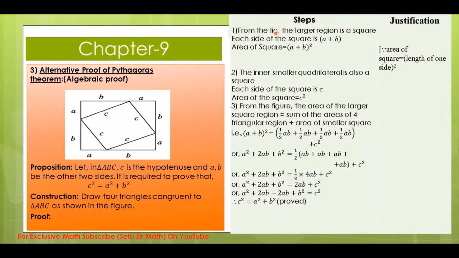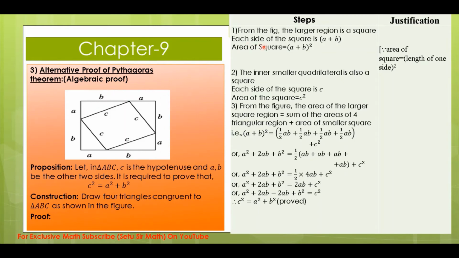Steps. From the figure, the larger region is a square. You can see this is the larger region and that is a square shape, and each side of the square is a plus b. You can see each side of this square is a plus b, because this side is a plus b, this side is a plus b, this side is a plus b, and this side is a plus b, and that is the larger region, which is the square.